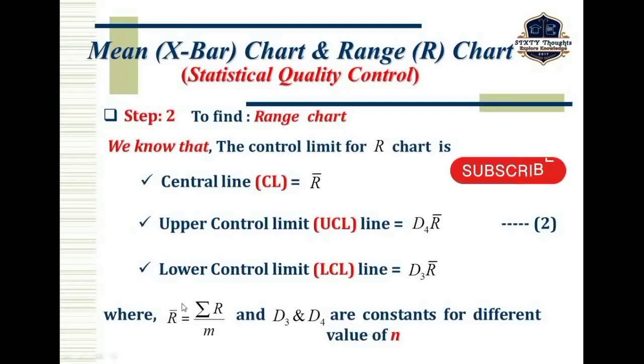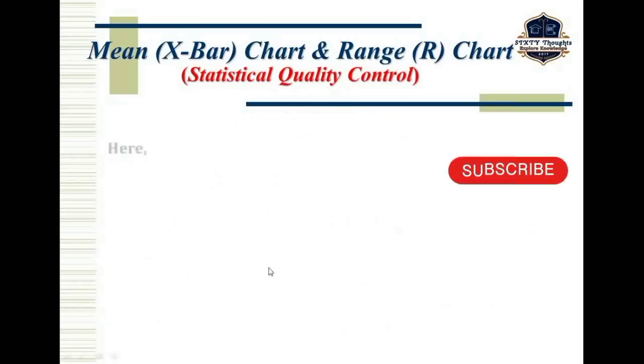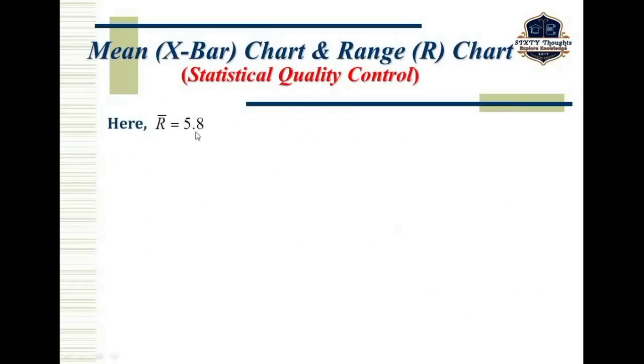Okay, so I know the R bar answer. Next, I am going to find the D3, D4 values by using the statistical table. Here R bar equals 5.8. For n equal to 5 we obtain different constant values, that is D3 equal to 0 and D4 equal to 2.115. How to write this? Using the statistical table value.